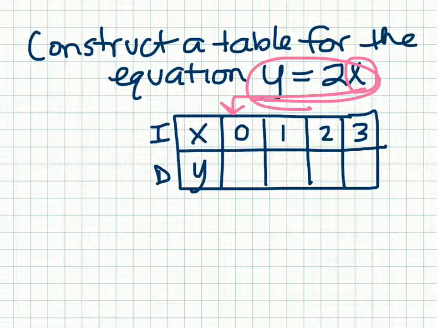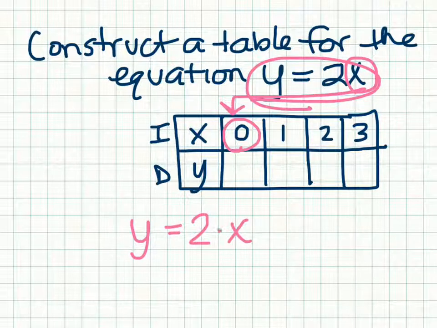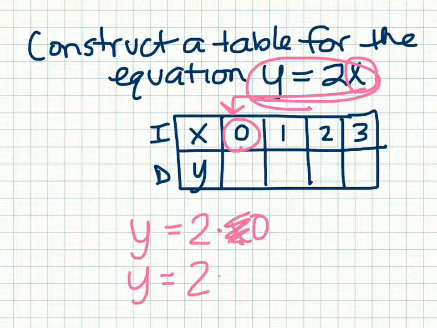So I'm trying to figure out when x equals 0, what does y equal? Well, if the equation is y equals 2 times x, then when x is 0, instead of putting x, I'm going to put 0. So my new equation would be y equals 2 times 0. 2 times 0 is 0, so when x equals 0, y equals 0.